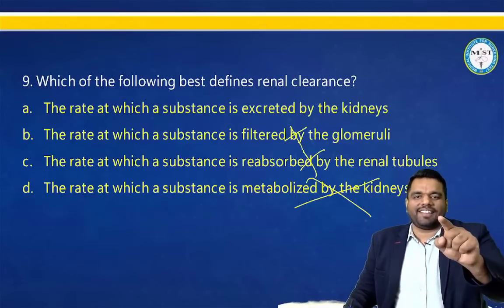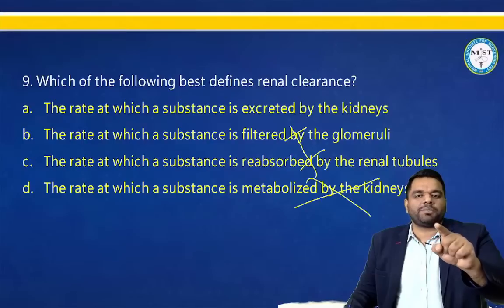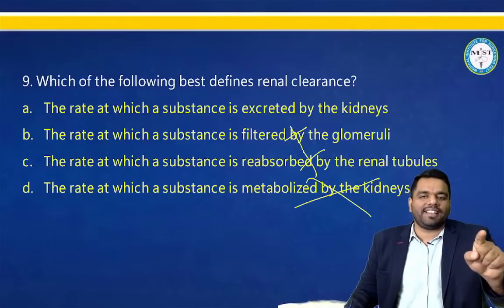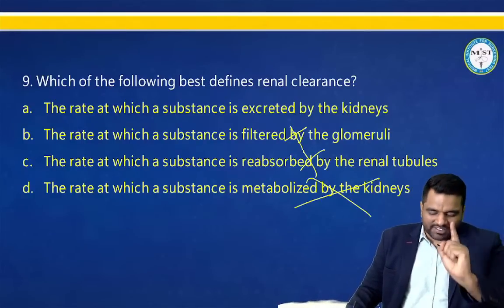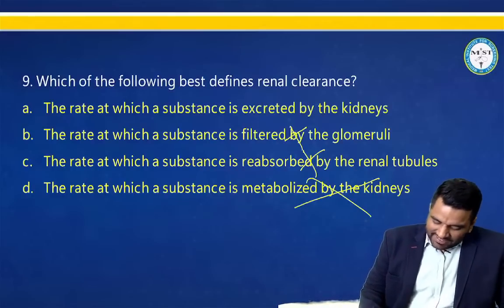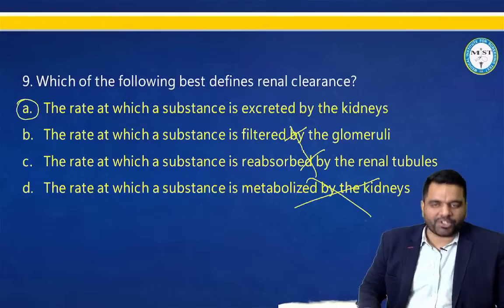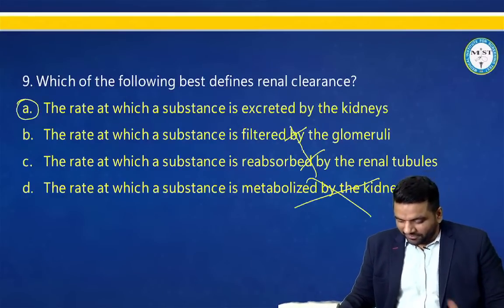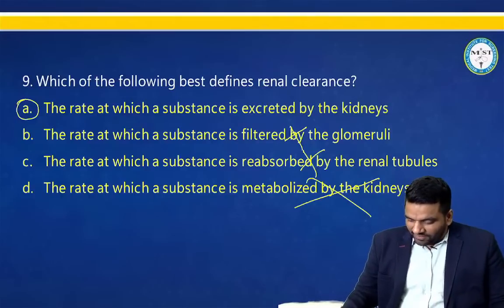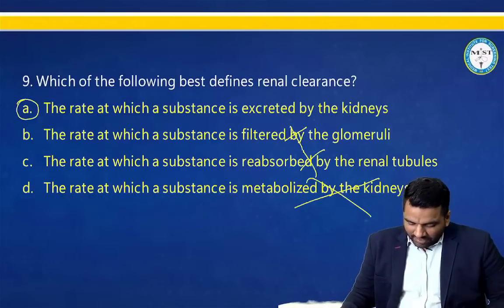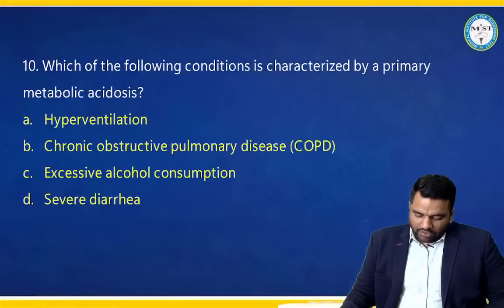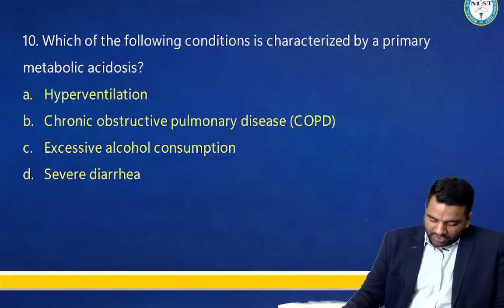Option A, the rate at which a substance is excreted by the kidneys. Yes, this is called renal clearance. Always remember. So this is the right answer of question number 9. Right? Okay, very good.